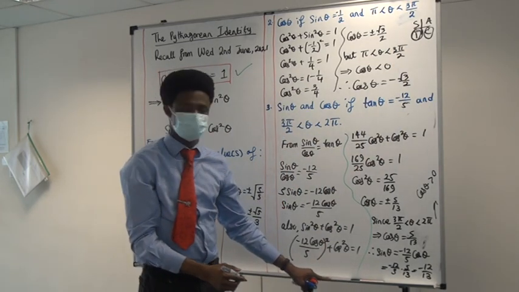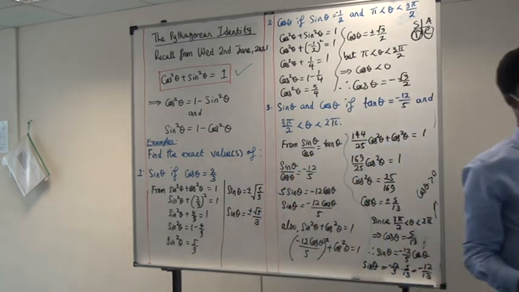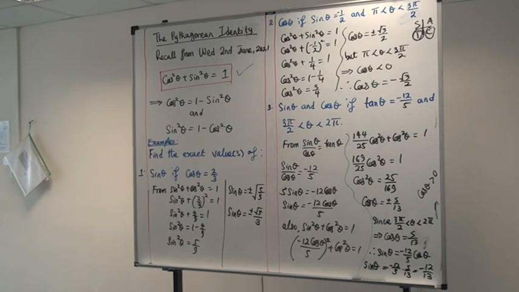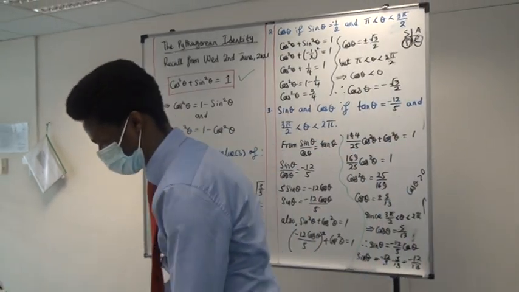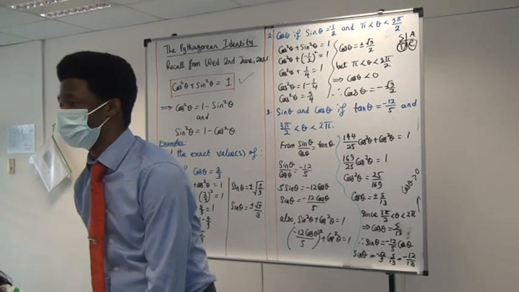Any questions? That's all. So this is how we apply the Pythagorean identity that we did the last time. If you have time, you can do some in class. If you have time, do it at home. Otherwise, bring this paper back to class tomorrow.